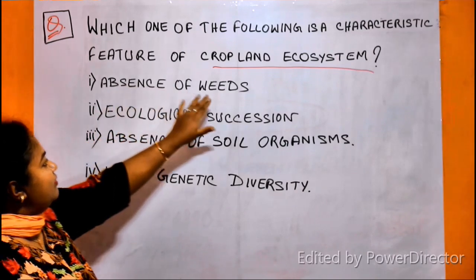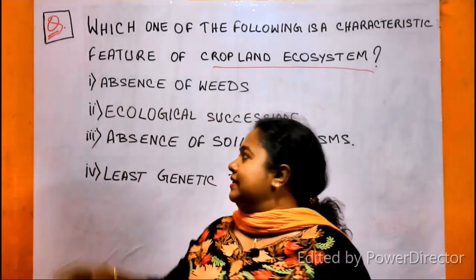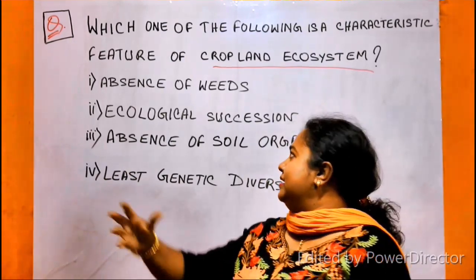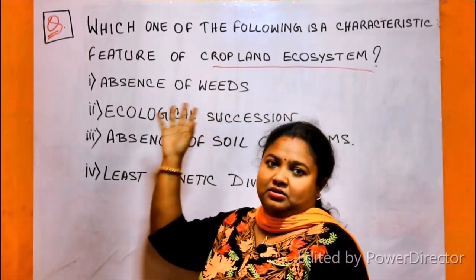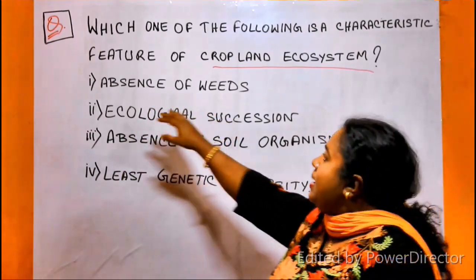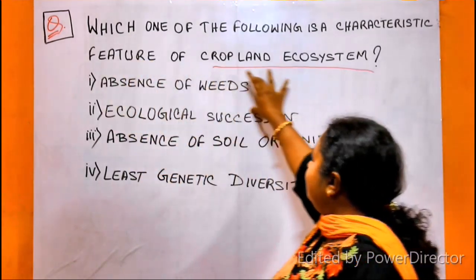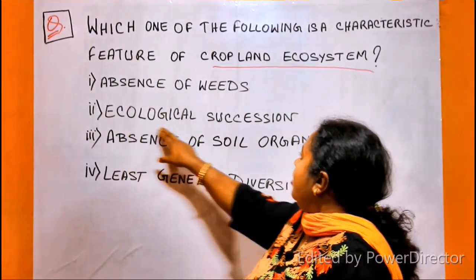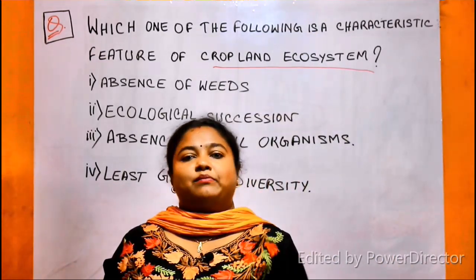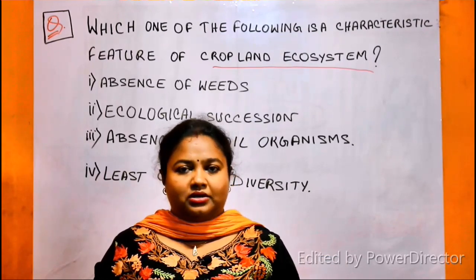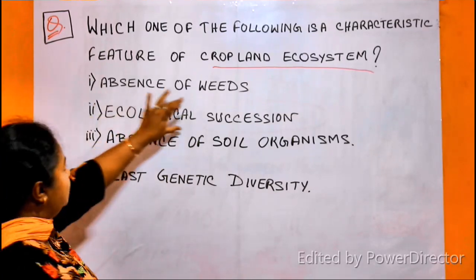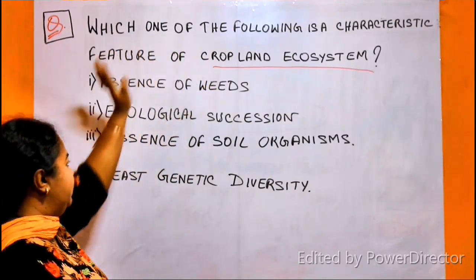Now absence of weeds, this is not possible because this is a well irrigated land, all the crops are growing there, so there is high chance of weeds that will grow there also. We have to use weedicide to kill them, but there will be weeds. So absence of weeds, this is not the answer. Ecological succession occurs where there is no ecosystem. Slowly, one by one, ecological succession occurs to make it a climax community. So this ecological succession is not correct in case of cropland ecosystem.